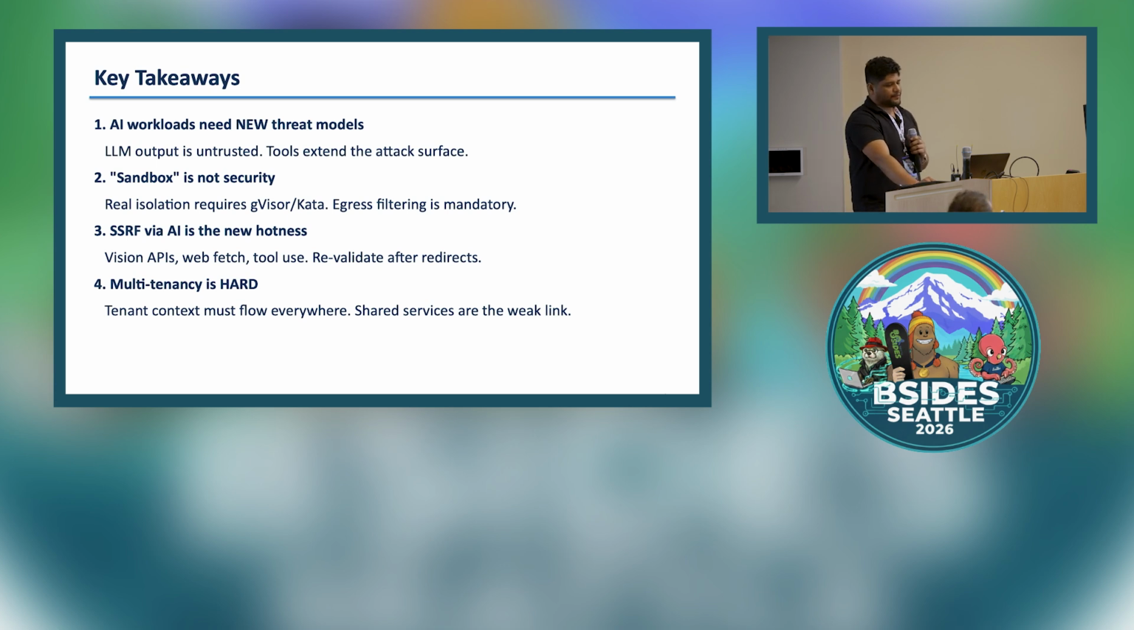Three, SSRF via AI is already building upon traditional SSRF attack vectors. Vision APIs, web fetching, tool use, all of these are SSRF vectors. Revalidate after each redirect. And four, multi-tenancy is genuinely hard. Tenant context must flow through each layer, but shared services are where, from an attacker's perspective, all the golden eggs are. So protect that service layer.